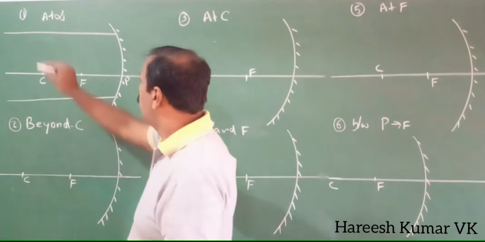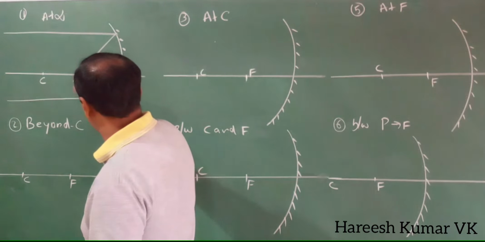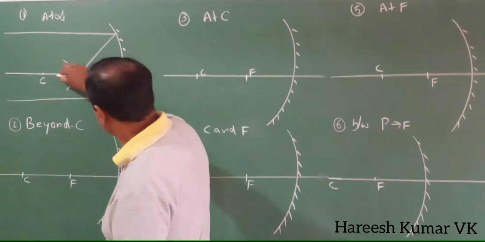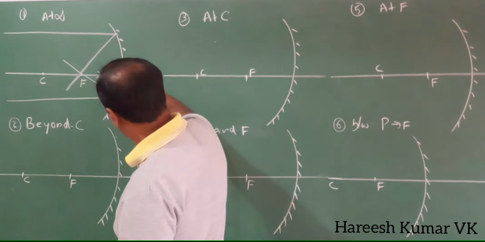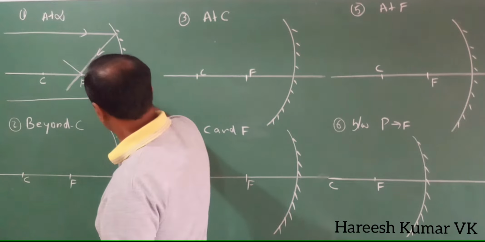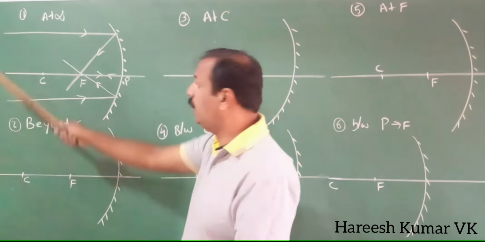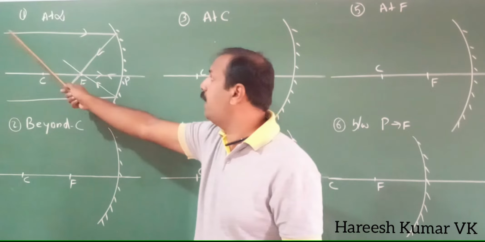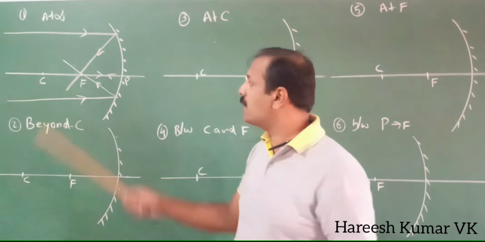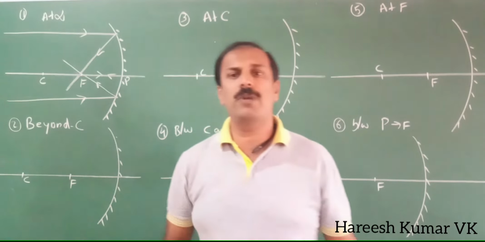Now we can see the rays which come parallel to the principal axis will pass through the focus, and this ray also will pass through the focus. And the ray coming along the principal axis will come like this and go in the same path. So this is very simple. When the object is at infinity, the rays will come and everything will get converged to the focus. As it is getting converged to the focus, the image will be formed at the focus.